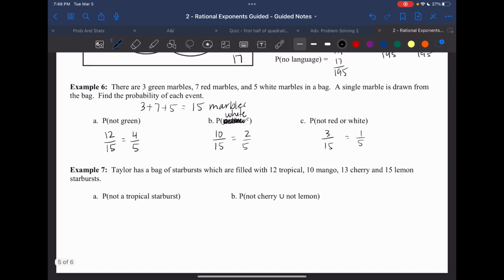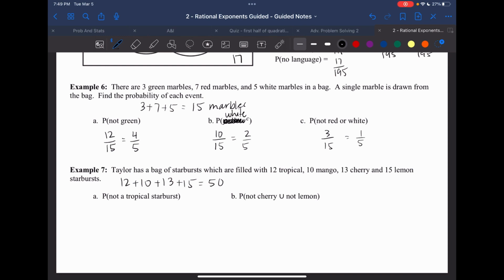Example number 7. Taylor has a bag of Starbursts, which are filled with 12 tropical, 10 mango, 13 cherry, and 15 lemon Starbursts. Find the probability of not a tropical Starburst. So first we need to figure out how many Starbursts there are total. So let's go ahead and do that by adding 12 plus 10 plus 13 plus 15. And that would give us 50 Starbursts.